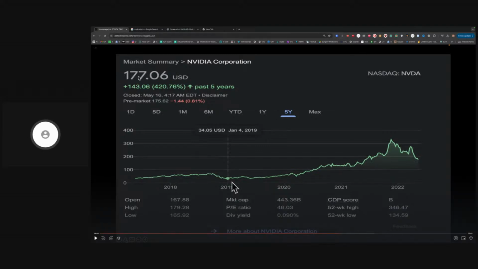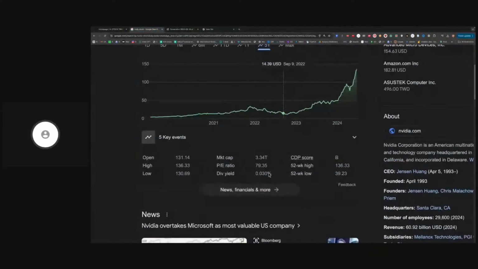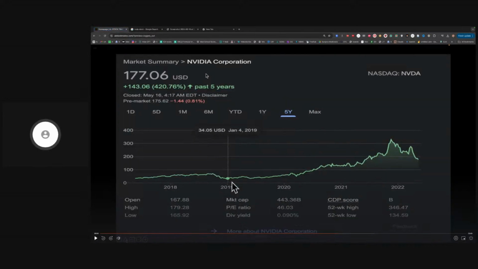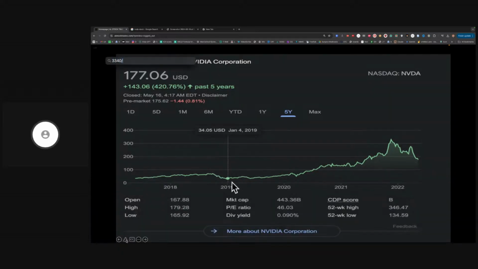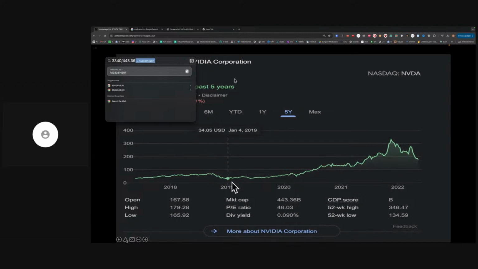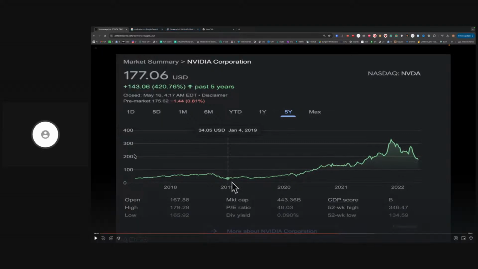And here's another thing. It was $177. Ow, the stock price is high. No, dummy. Look at the market cap. The market cap was $443 billion. Okay. Look at the market cap now, 3.3 trillion. How many billions are in a trillion? 1,000. Okay. So we could say 3340 divided by 443.36. That's 7.5. So essentially, the market cap 7.5x from $177.